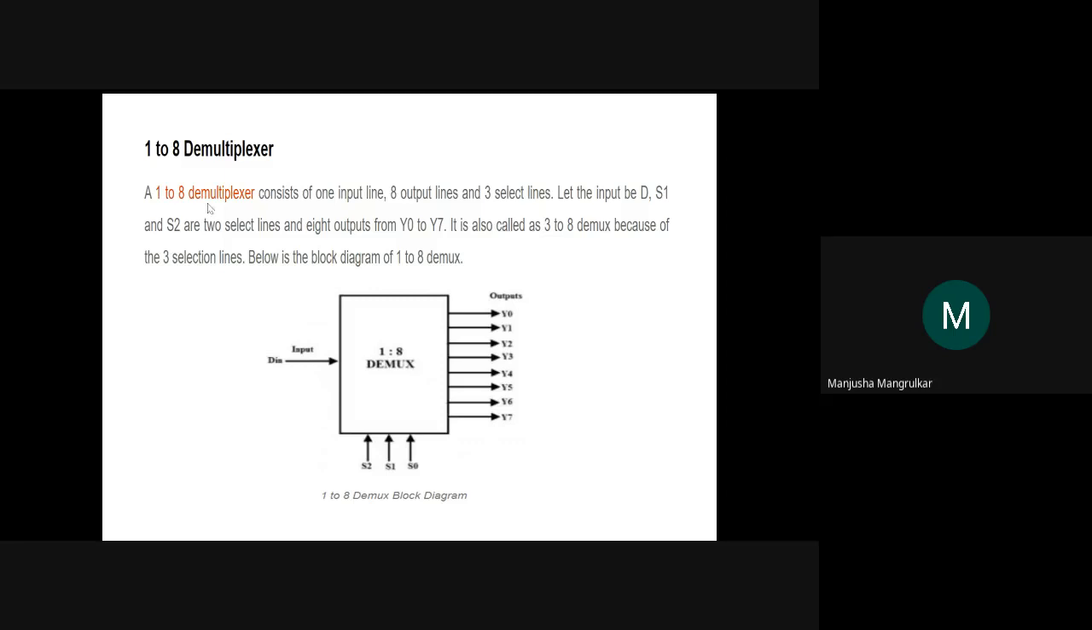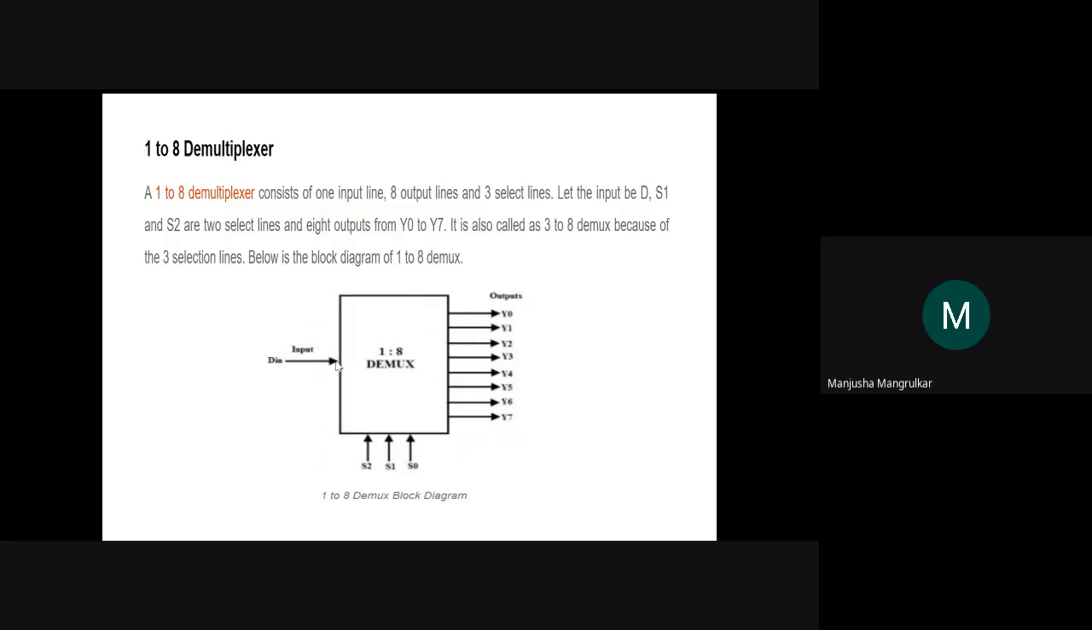So a 1 is to 8 DMUX consists of 1 input line, 8 output lines, and 3 selector lines, because 2 to the power 3 is equal to 8. Let the data be D, with S0, S1, S2 as the select lines and the outputs Y0 to Y7. It is called a 3 to 8 DMUX because of the 3 selector lines. Below is the block diagram of the 1 to 8 DMUX, right?